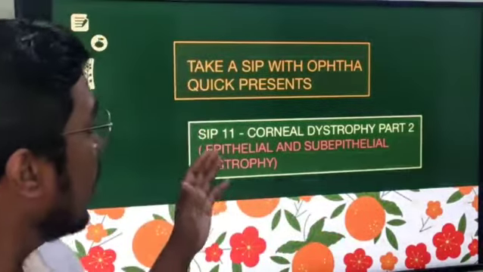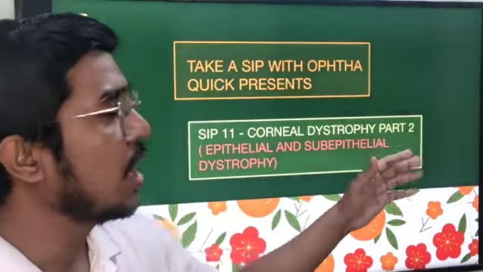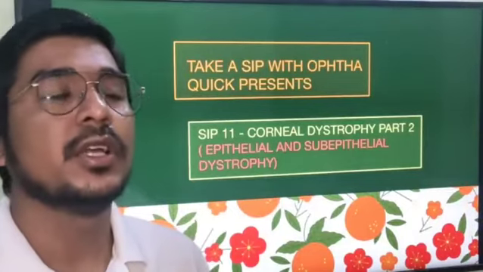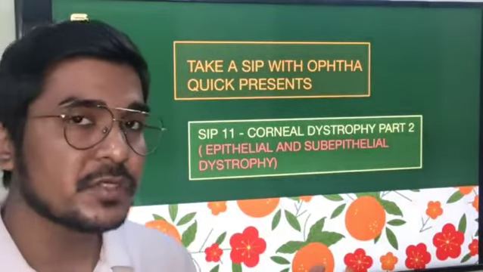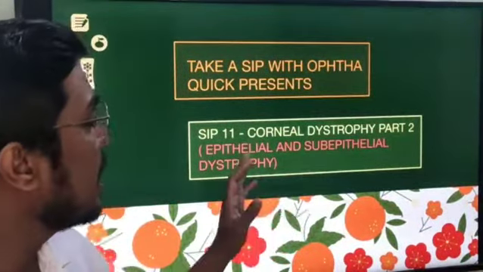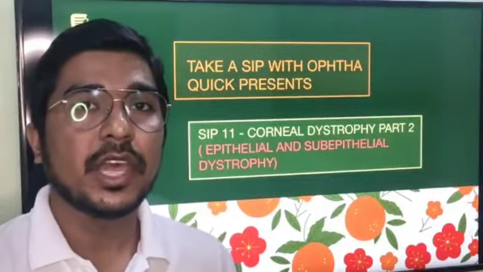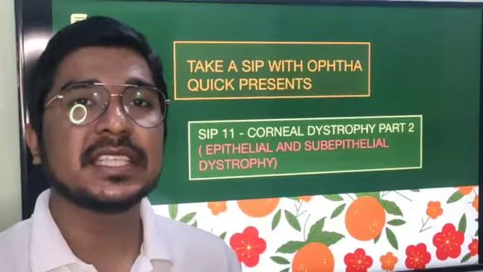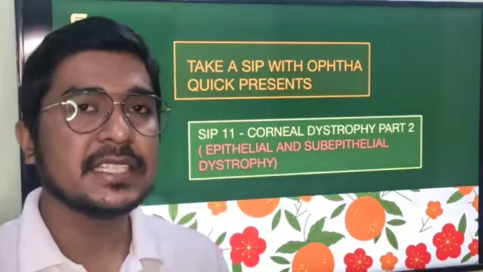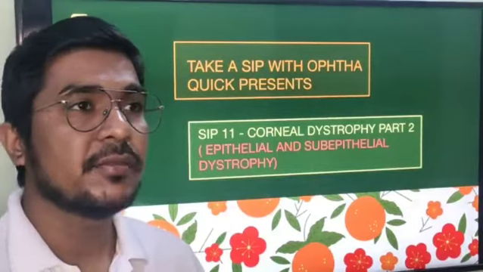Now we are here with SIP 11, that is corneal dystrophy part 2. Earlier in part 1 we discussed the definition and the classification of corneal dystrophy. Corneal dystrophy is very important. Now we are going to discuss the different types. One is the epithelial and subepithelial dystrophy. We are following the IC3D classification, which was modified in 2014.